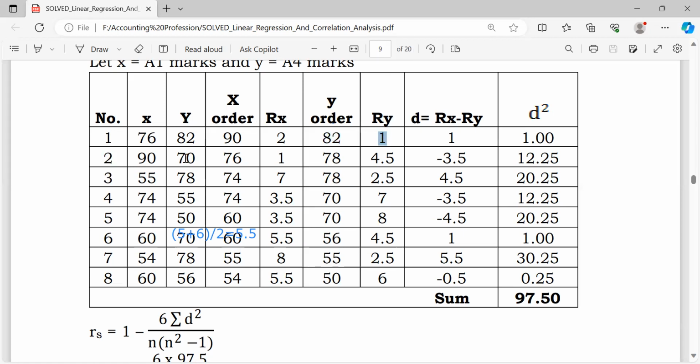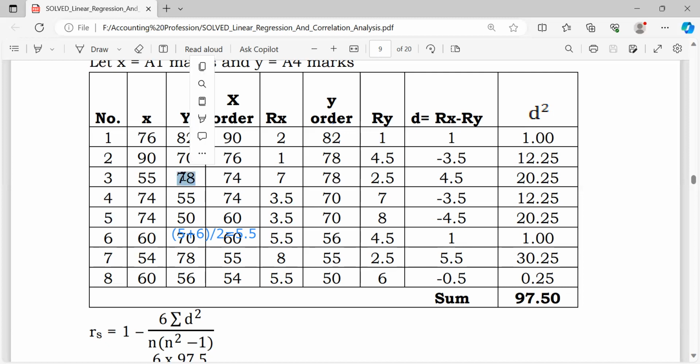And then go on to 70. As for 70, take a look at 70 here. We have two of them. The first 70 is on number 4, and the second one is on number 5. So 4 plus 5, 9 divided by 2, 4.5. So as for 70 here, I would have a rank of 4.5, just like for the other 70, I would have the other 4.5, right? Okay, you go on and proceed.